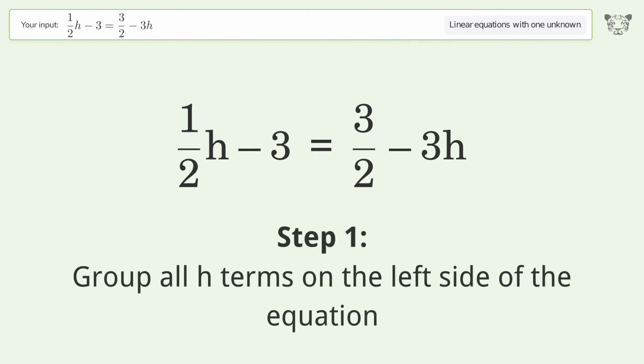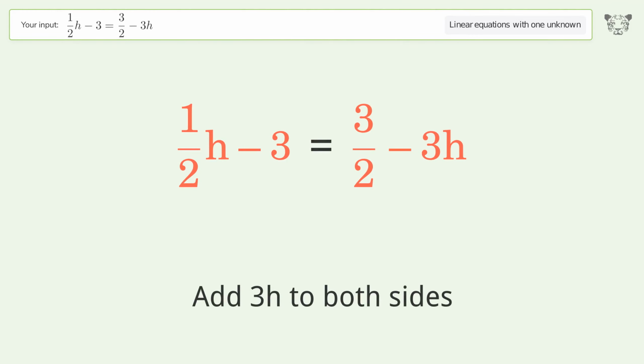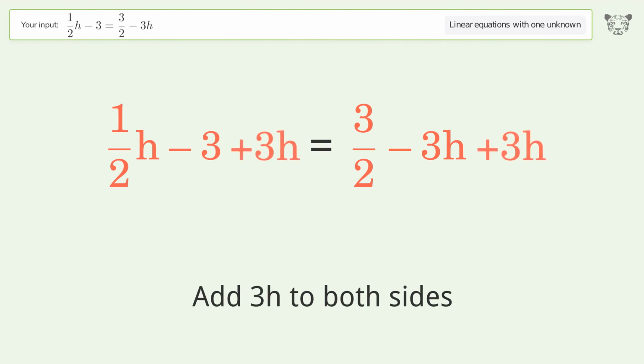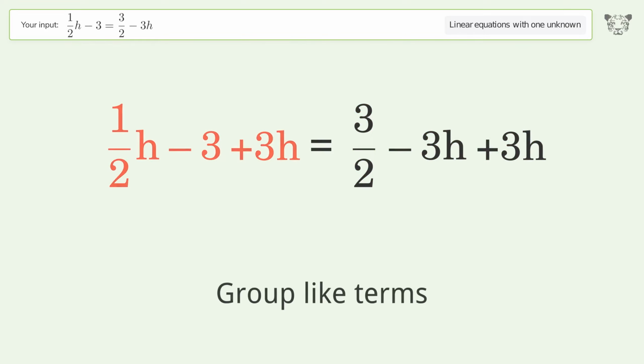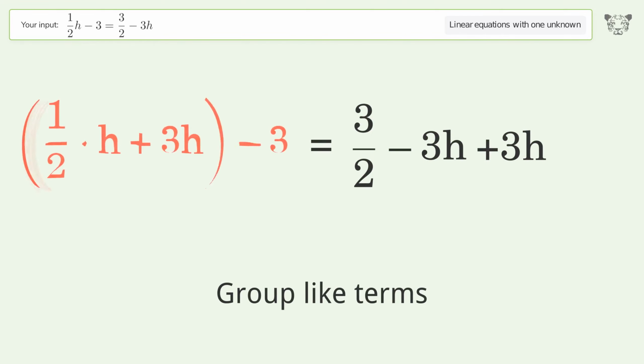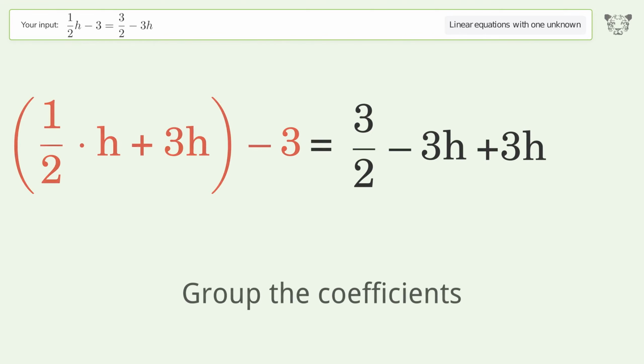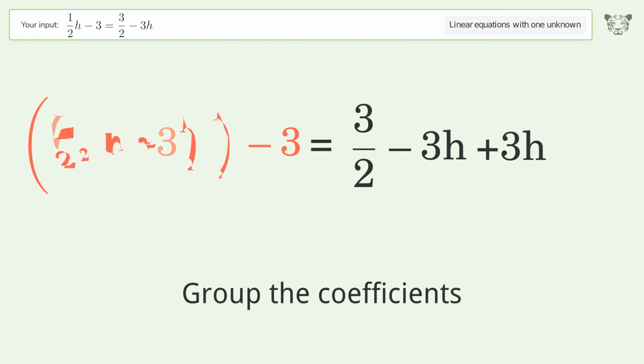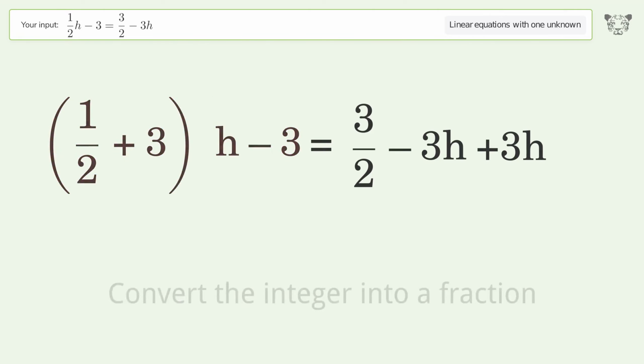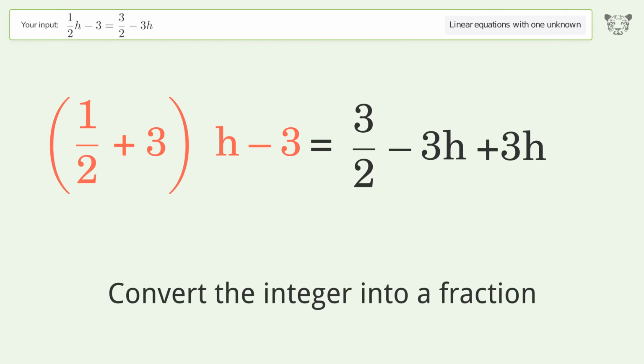Group all h terms on the left side of the equation. Add 3h to both sides. Group like terms. Group the coefficients. Convert the integer into a fraction.